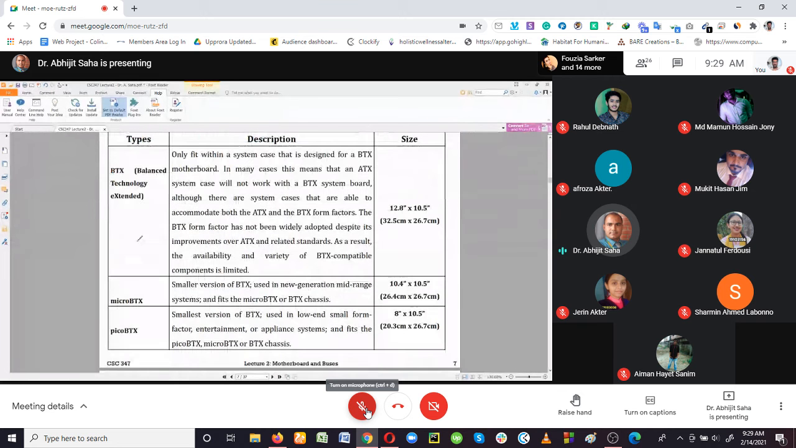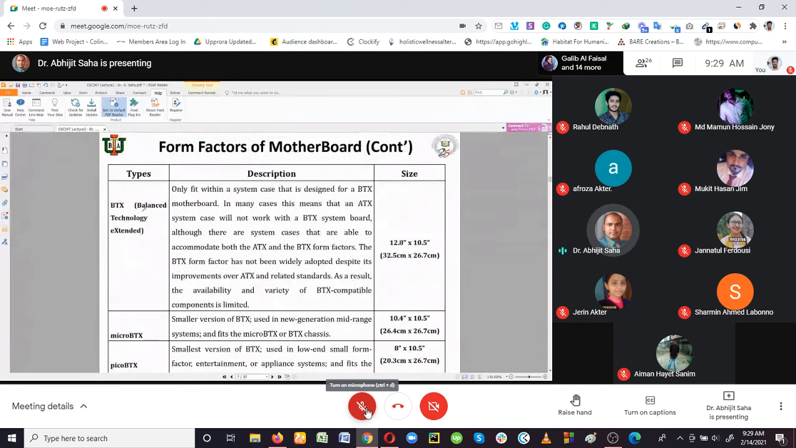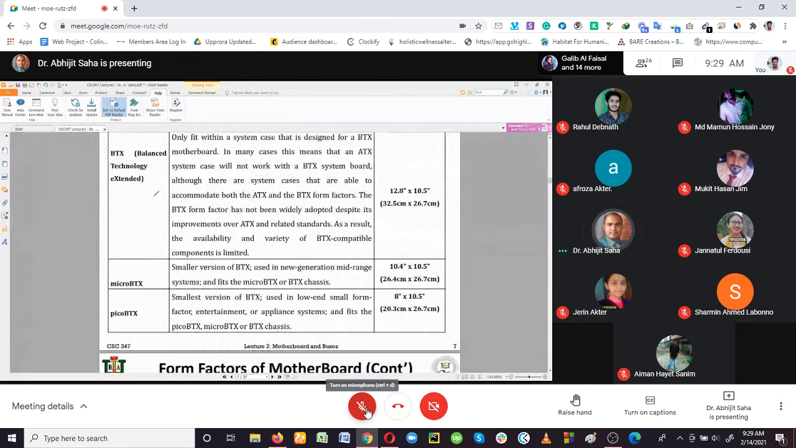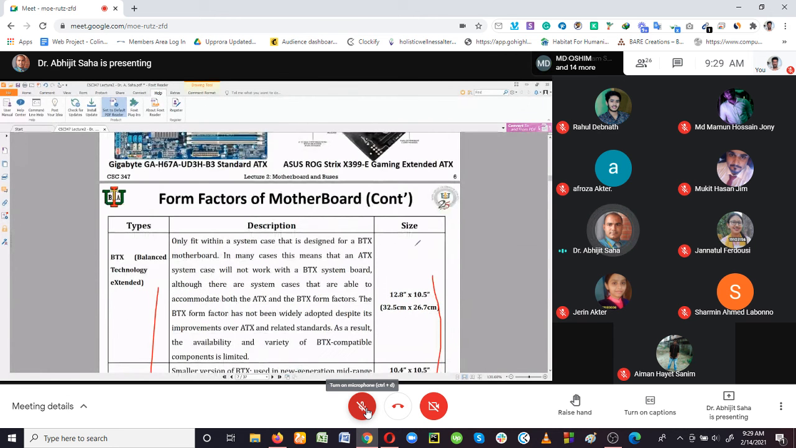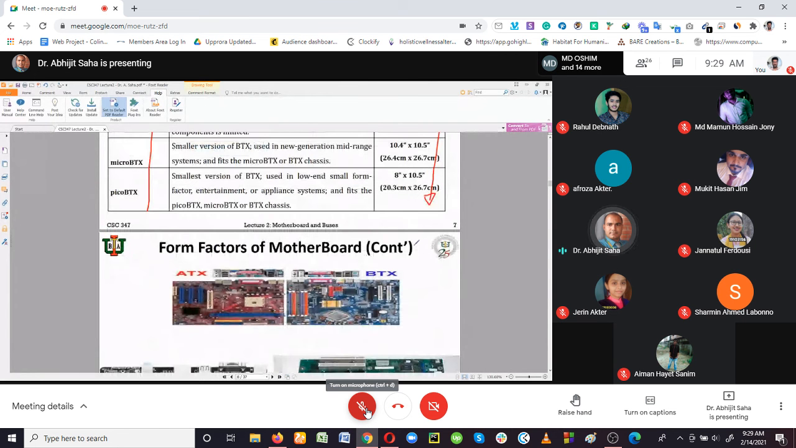Similarly, the BTX also has several types. At least three types we have discussed here. You should know their names and their sizes. So that is actually important.